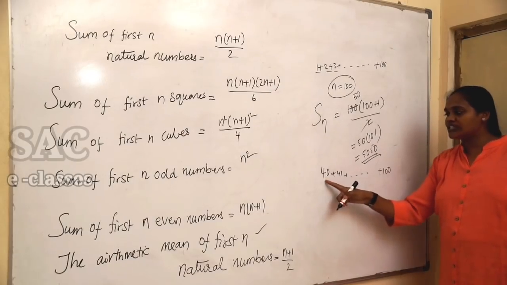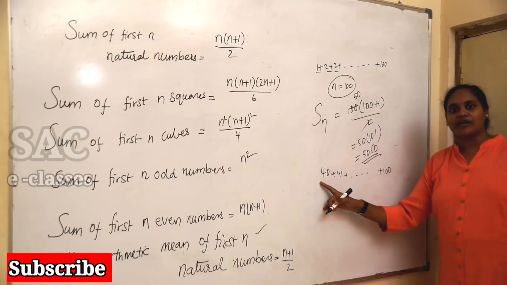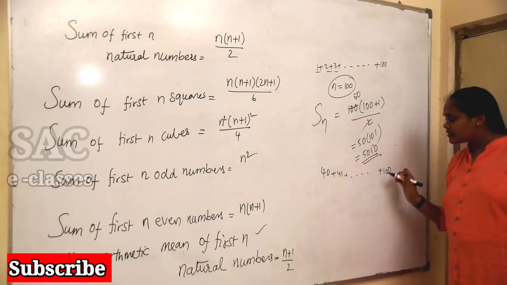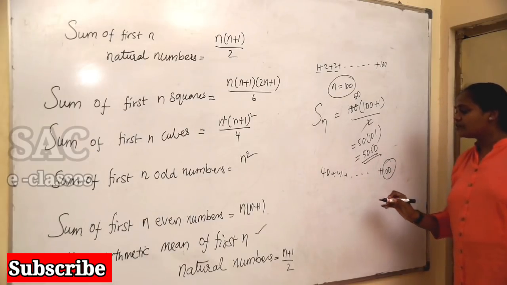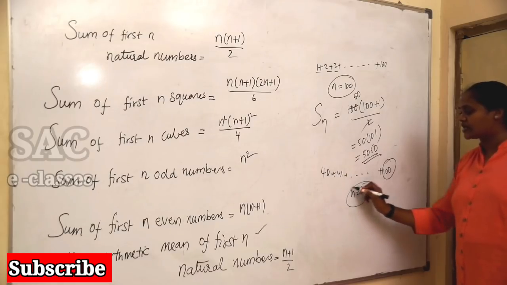Now also these are natural numbers. Do these natural numbers start from 1? No, these are not the first n natural numbers, but they end with 100. You can't think of it as a number of n terms. That is 100, you can't think that.